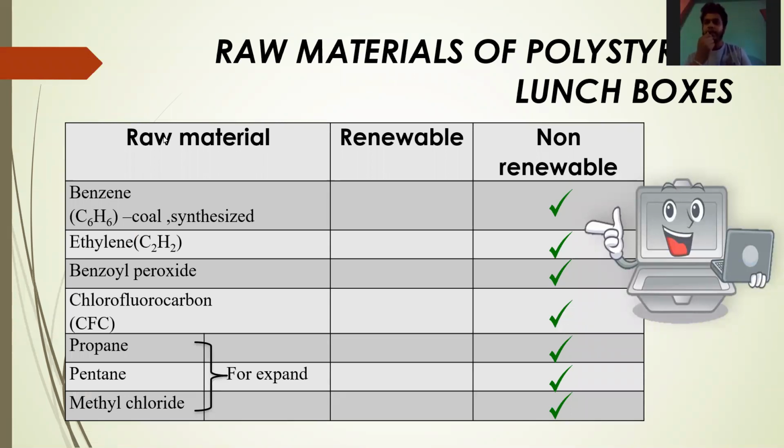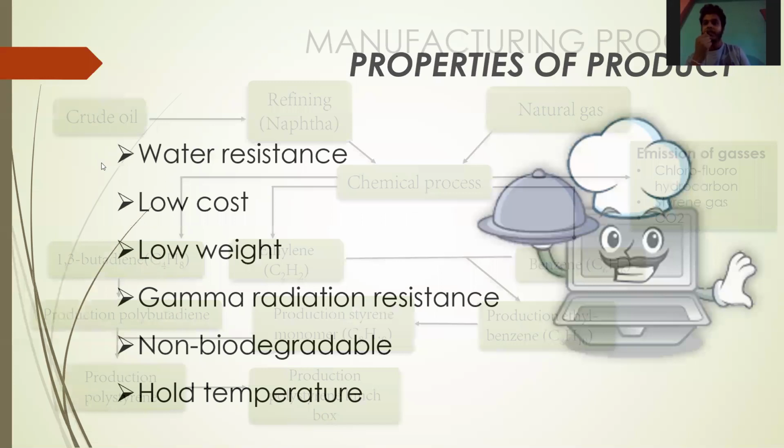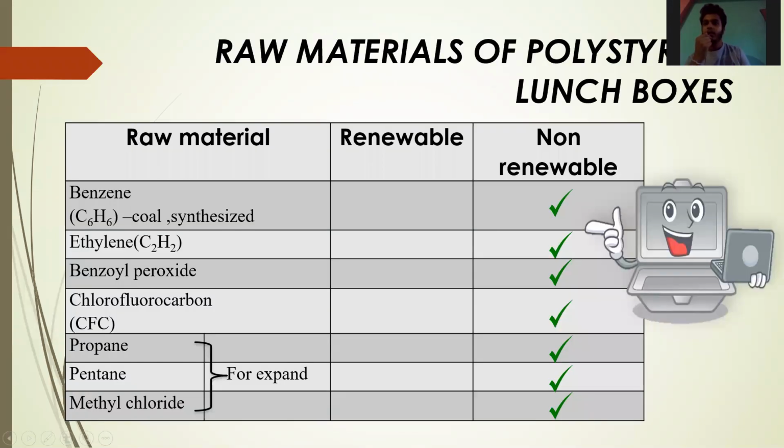These are the raw materials which are used to manufacture the polystyrene lunchbox. Those are benzene, ethylene, benzoyl peroxide, and the like. The main important thing is that those are non-renewable raw materials. It is not good. So then I'm going to talk about the properties of the polystyrene lunchbox.